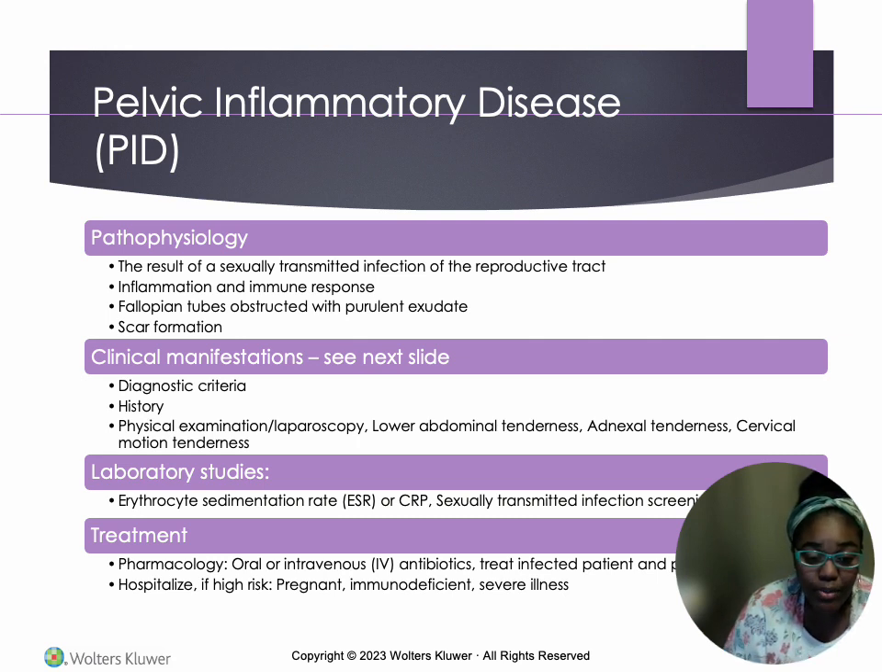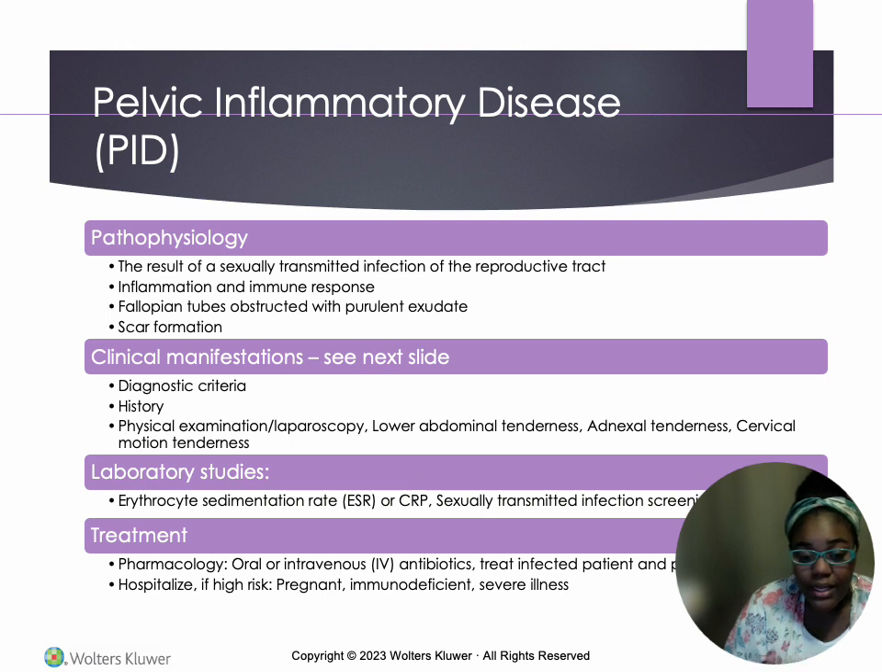As far as your laboratory studies, of course, if there's inflammation or immune response involved, you want to pull erythrocyte sedimentation rate, or CRP, and there may be a sexually transmitted infection screening that will screen you for everything that ranges from gonorrhea, chlamydia, anything that is considered a sexually transmitted disease, BV, trichomoniasis, any of those infections they would screen you for that would directly result in pelvic inflammatory disease.